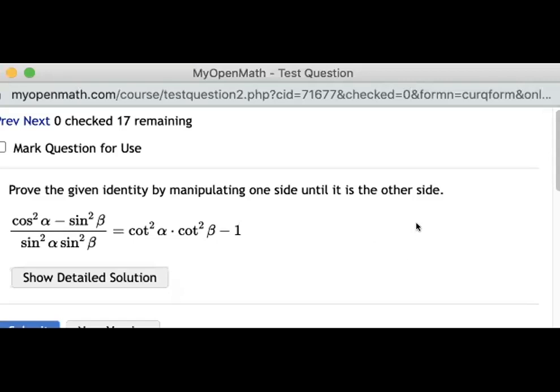Okay, so this is a lovely little identity that we're going to have to prove. Don't let these things intimidate you. Sometimes they look scary, but they are actually not so difficult. I think this is one of them. They're not as bad as they look.